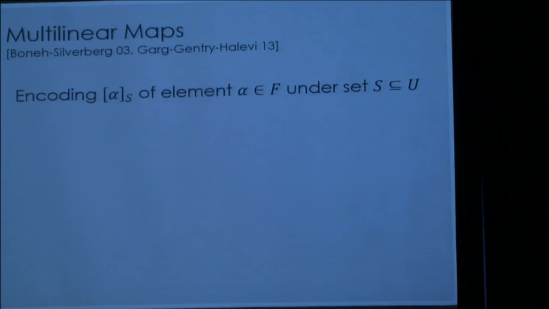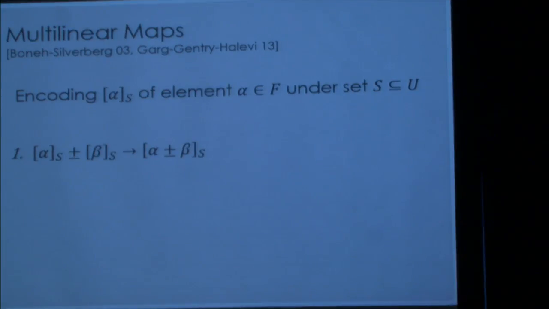So again, a multilinear map lets you encode an element alpha from some large field. And this encoding will be with respect to some control set S, which is just a subset of a universe U. So intuitively, this control set is going to help you keep track of what kind of operations you can perform over this encoding. So when you have a bunch of encodings, you can homomorphically evaluate valid arithmetic circuits.